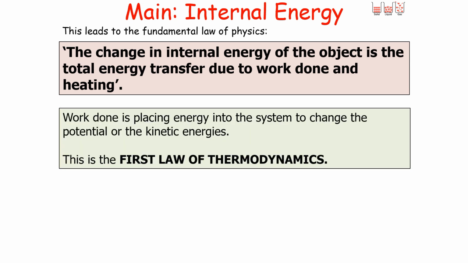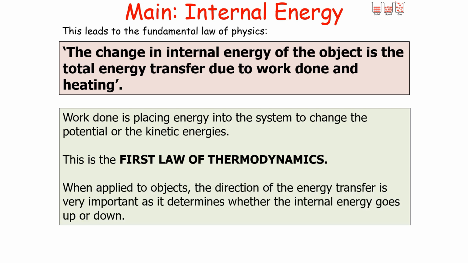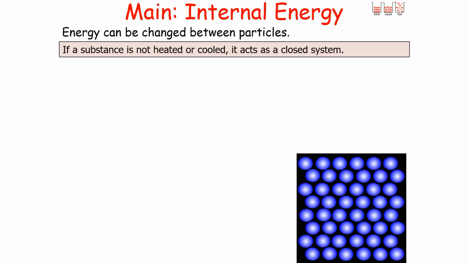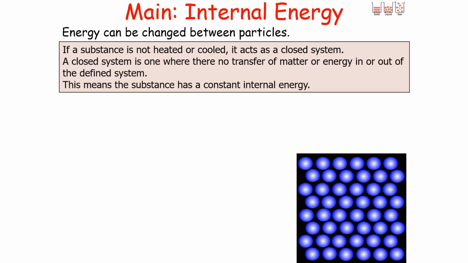So work done is placing energy into the system to change either the potential or the kinetic energies, which is what we call the first law of thermodynamics. Now when applied to objects, the direction of the energy transfer is very important, as it determines whether the internal energy of your object goes up or down. So energy can be changed between particles in a substance. Now if a substance is not heated or cooled, it acts as a closed system. A closed system is one where there's no transfer of matter or energy in or out of that defined system, in this case the substance itself.